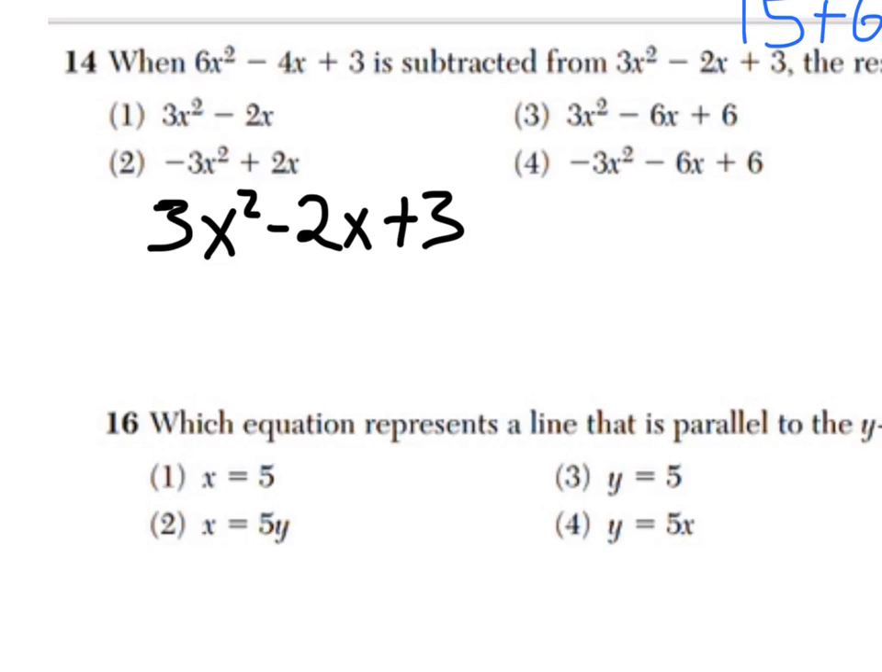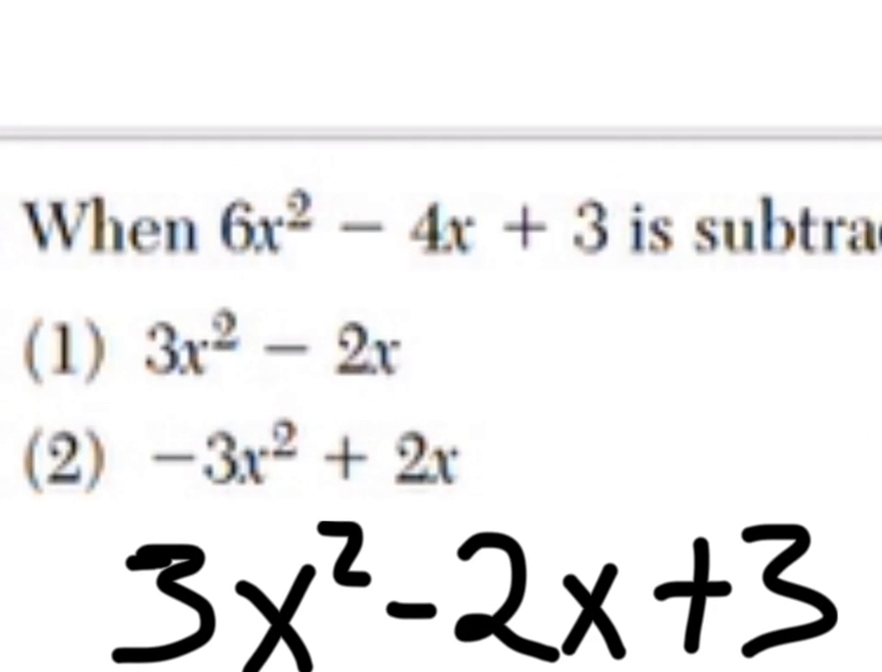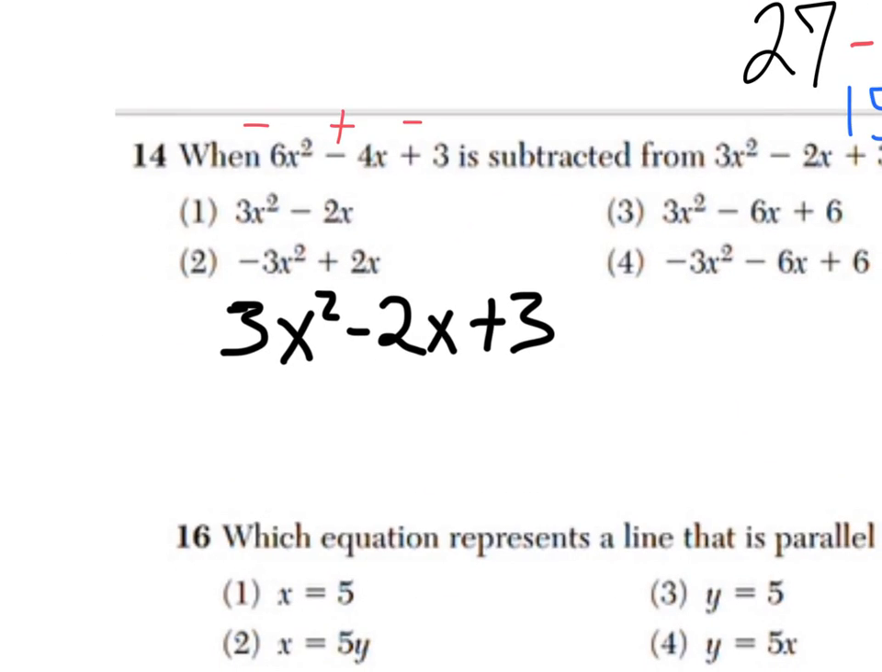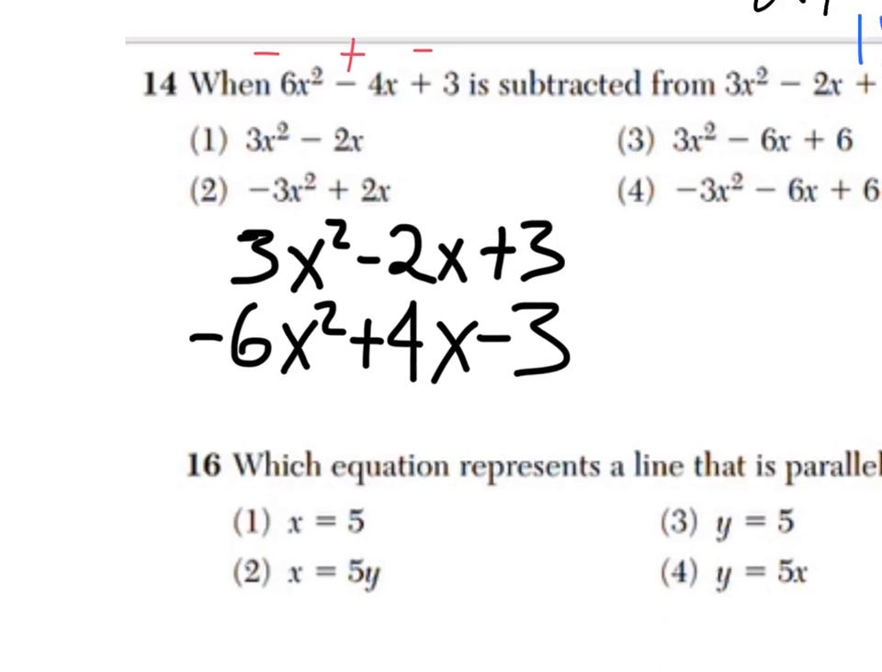And I know that when we're looking at this, if we're subtracting, what we're going to have to do is change all of these signs. So this positive 6 becomes a negative 6. This negative 4 becomes a positive 4, and this positive 3 becomes a negative 3. And so I'm going to rewrite that as, instead of 6x squared, negative 6x squared, positive 4x, and then negative 3. And when we do that, we have to now combine like terms.